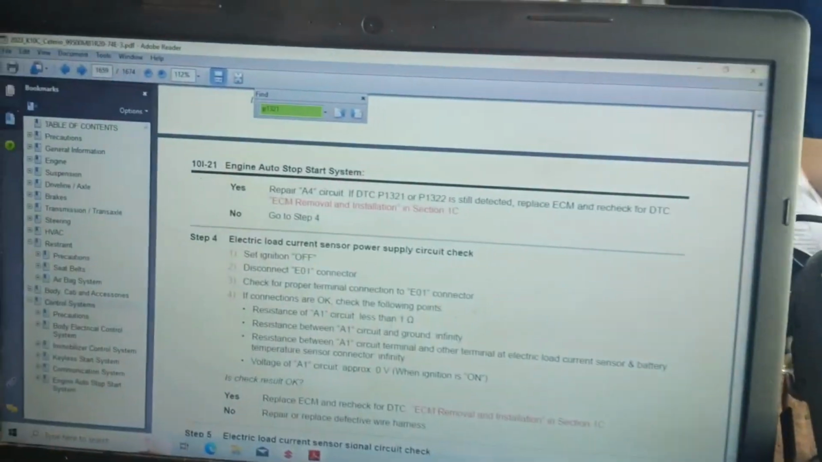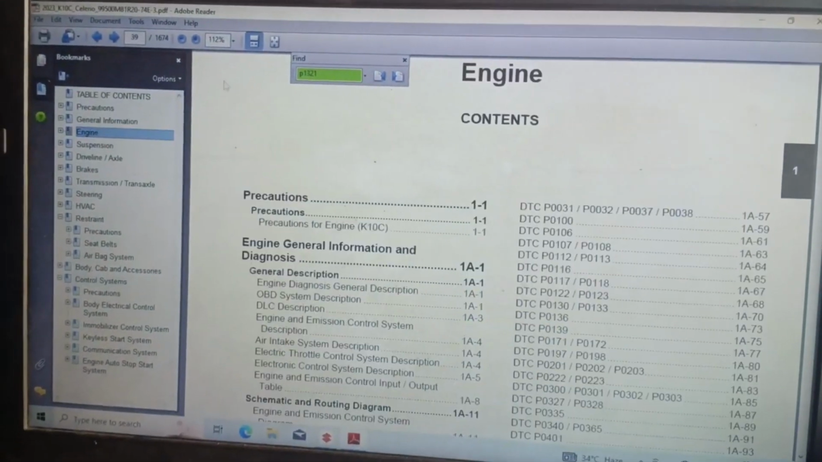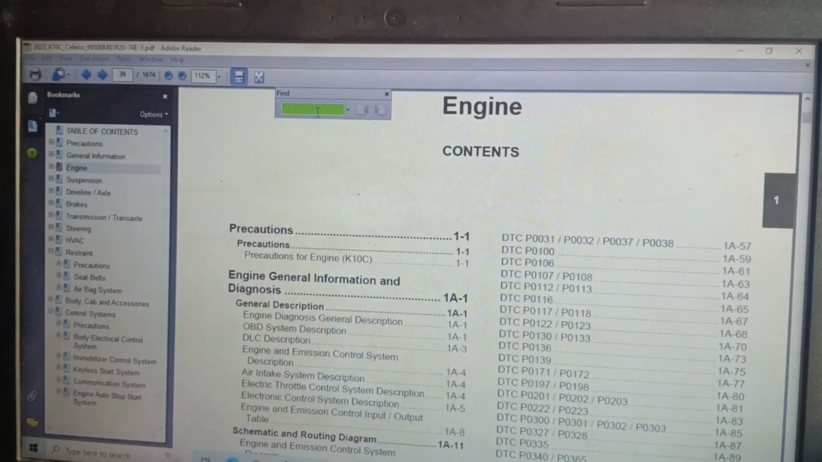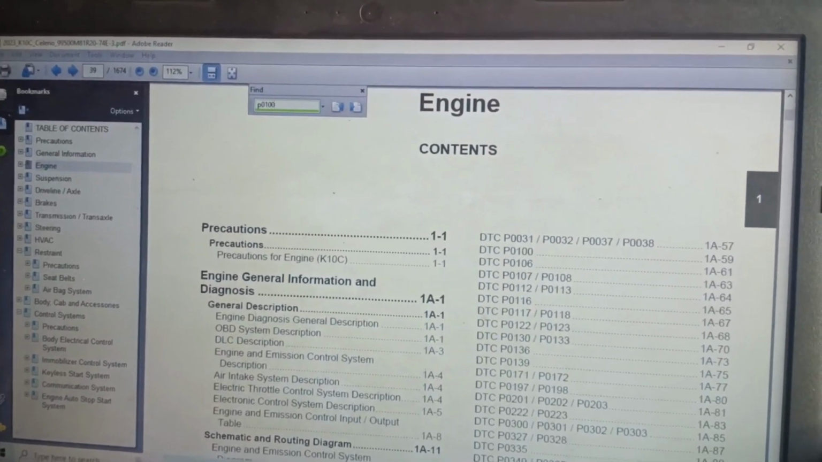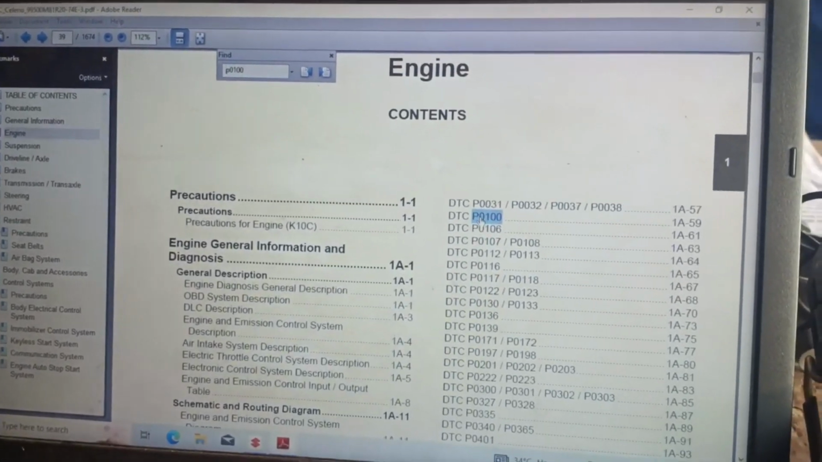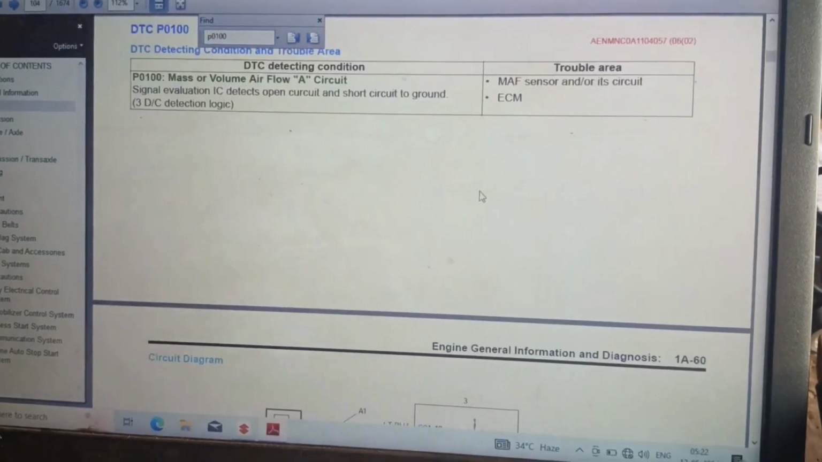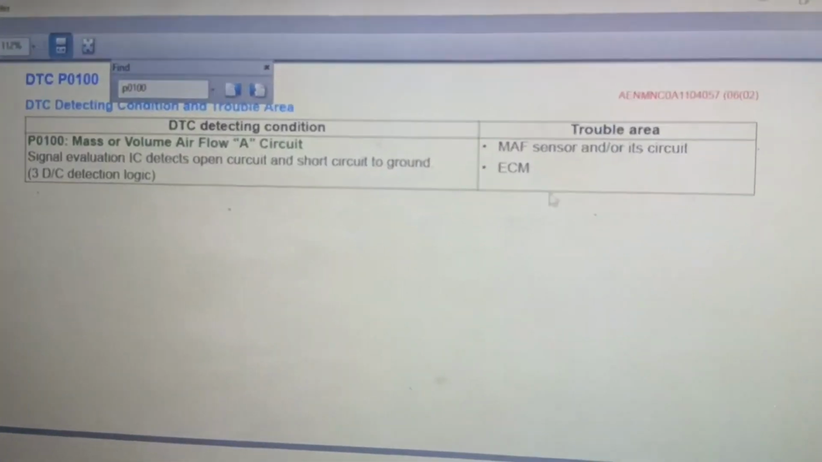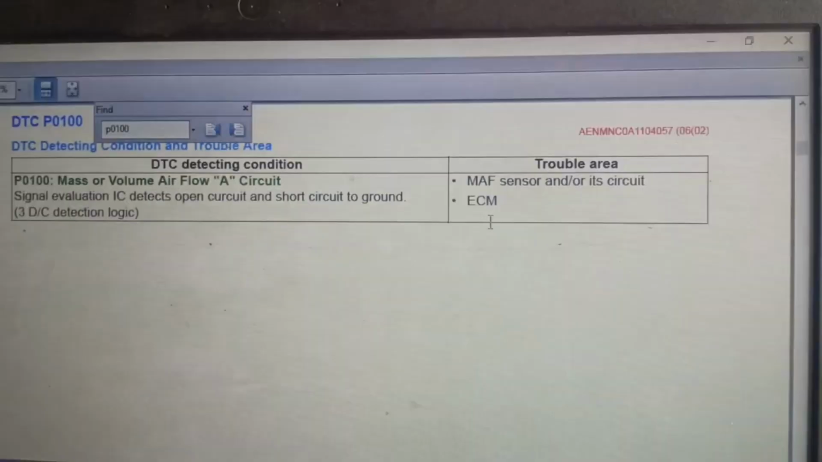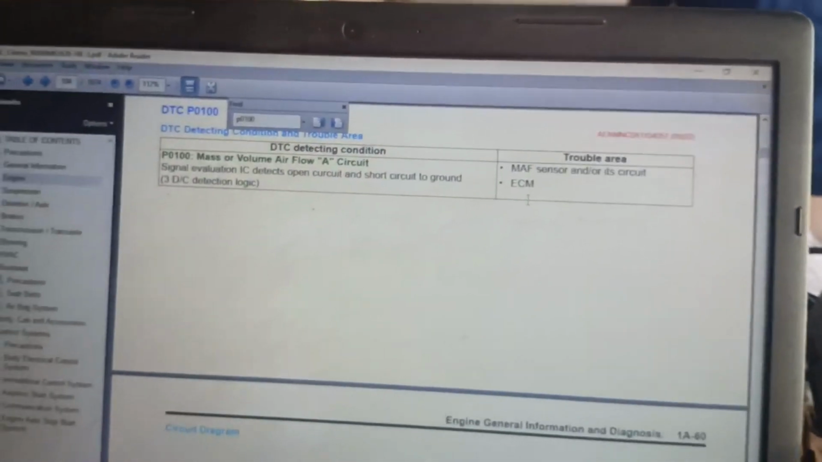P0100, P0113. We troubleshoot for P0100. Next, in SDT, select the service manual and find the DTC P0100. Trouble area: MAF sensor and/or its circuit, or ECM.